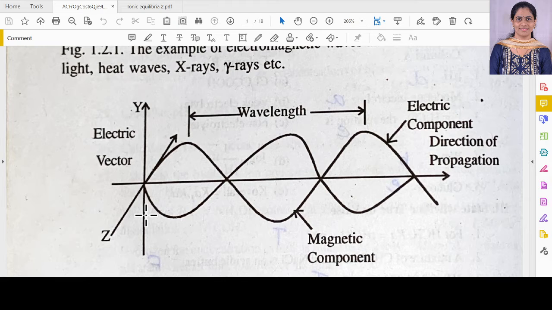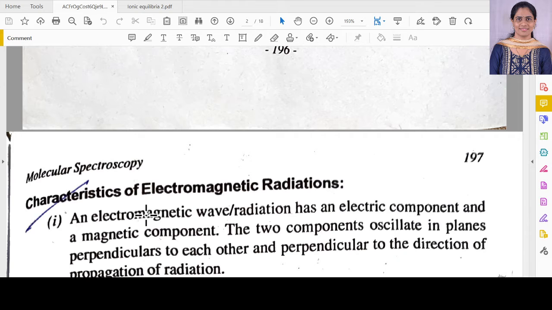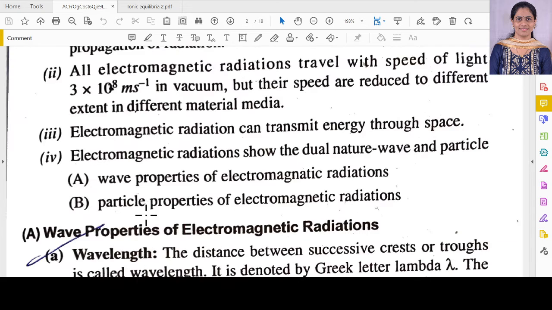So electromagnetic radiation, it is electromagnetic. Light is simply electromagnetic radiation. So both components are there, the electric component and the magnetic component, which are perpendicular to the propagation of the wave, and it has wave as well as particle nature. Then we have seen different characteristics of electromagnetic radiation.